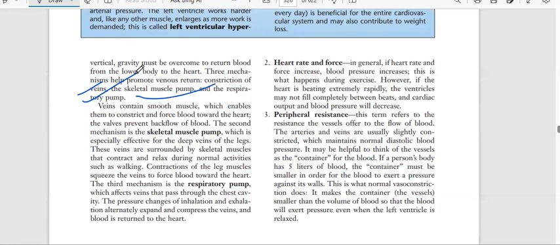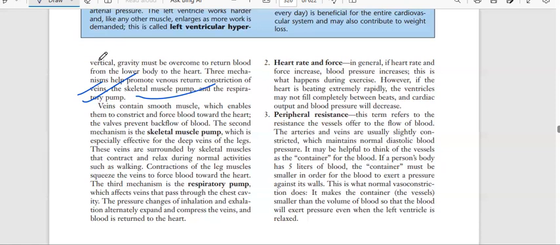One is constriction of veins. Veins will constrict. And we have skeletal muscle pumps, whatever skeletal muscles are there, like in the thigh region, in the leg region, in the arm region. So whenever we move, what will happen? The muscles will pump. And second is the respiratory pump. We have the respiratory system also, which helps to return the blood to the heart.